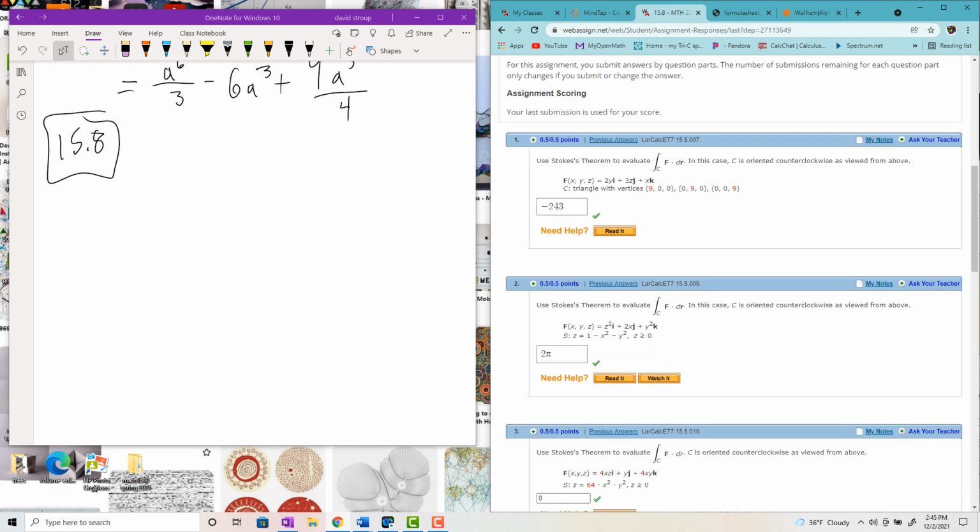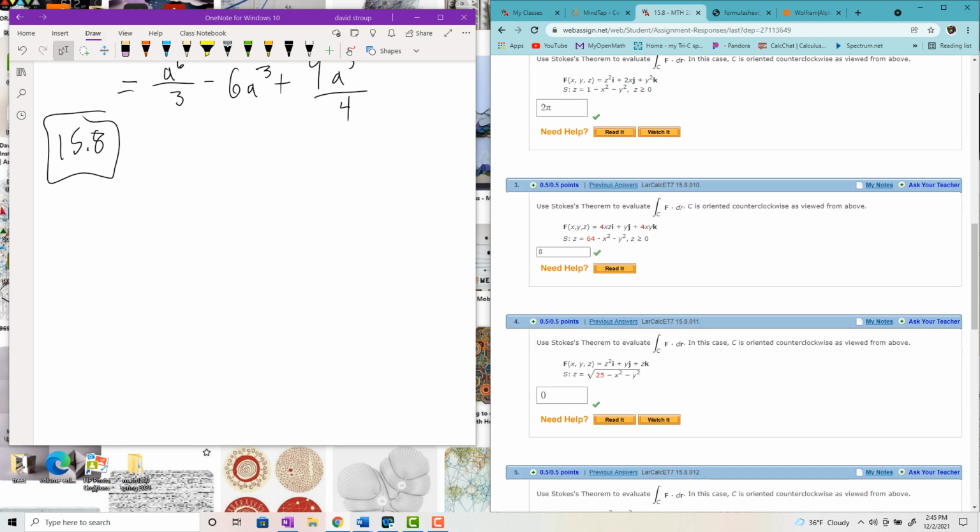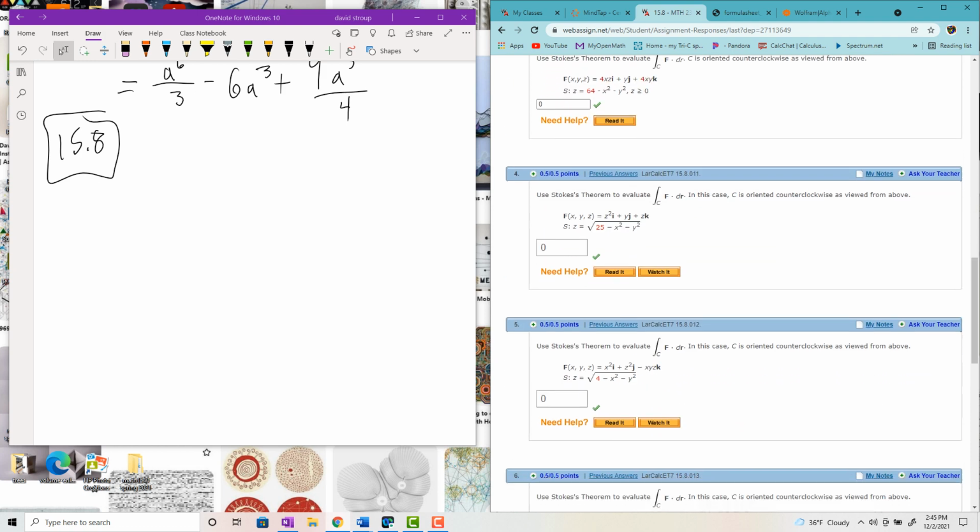15.8. Okay, so the problems are like 1 all the way up to 4 again. We'll just do 1 to 4. And I'll try number 2.